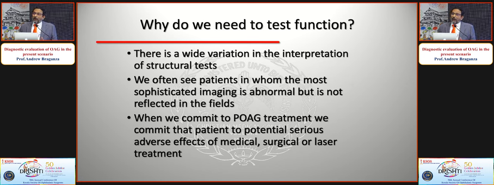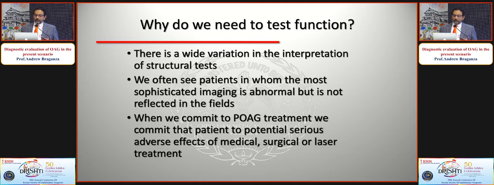So why do we need to test function? Why can't we just say, okay, the disc looks like this and that's it? That's because there's a wide variation in interpretation of structural tests. So the functional test becomes very important. We often see patients in whom the most sophisticated imaging is abnormal, but this is not reflected in the fields that we test. When we commit to primary open-angle glaucoma treatment, we commit the patient to treatment for life.